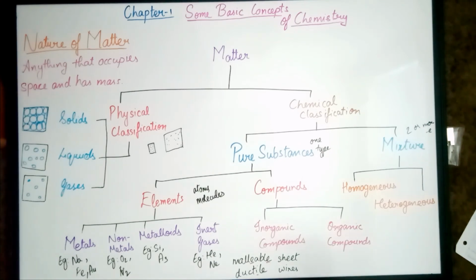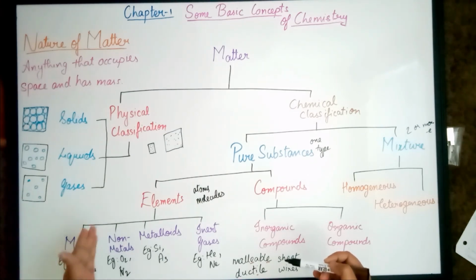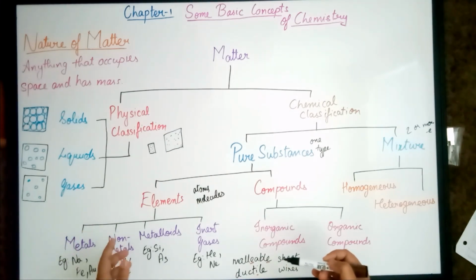Metals are also very hard. Non-metals, on the other hand, are not malleable, they're not ductile, and they're not good conductors of heat and electricity. So basically, the properties which are shown by metals, the opposite of them would be non-metals. Metalloids have the properties of both metals as well as non-metals, whereas inert gases do not have any capability of undergoing a chemical reaction. So they are pretty stable.